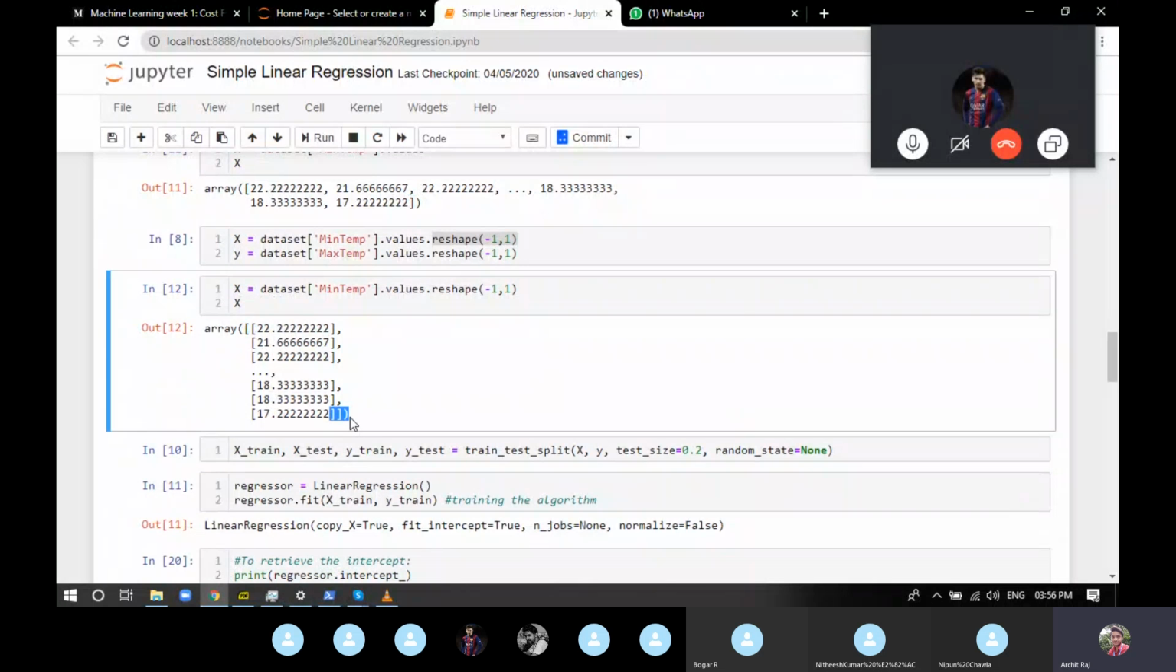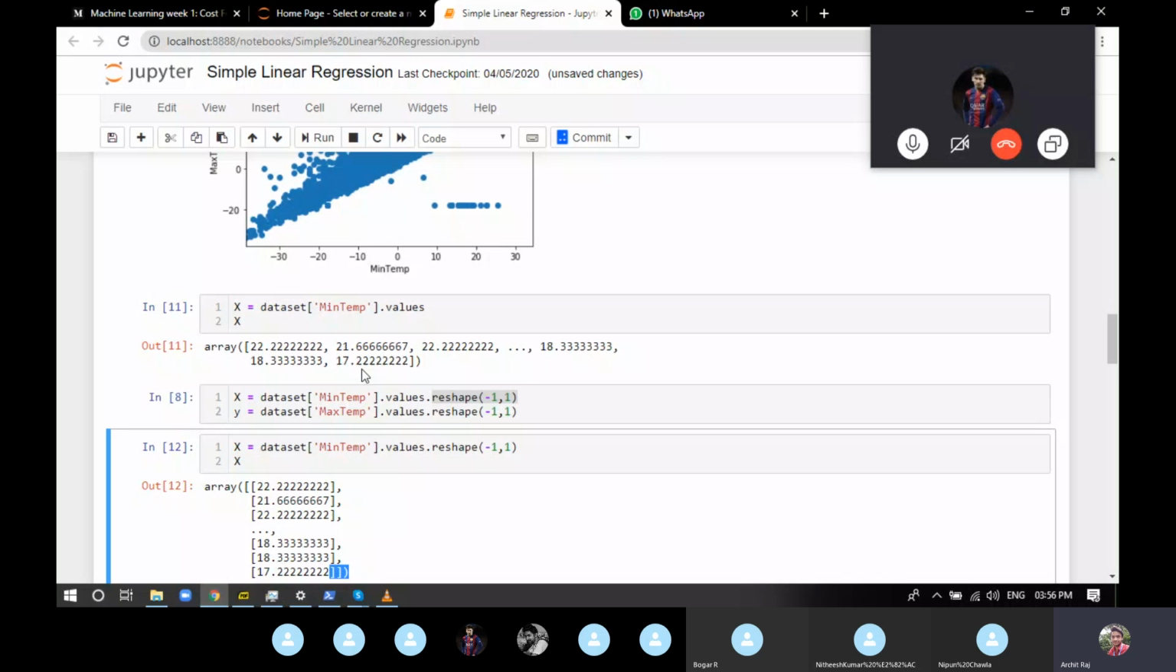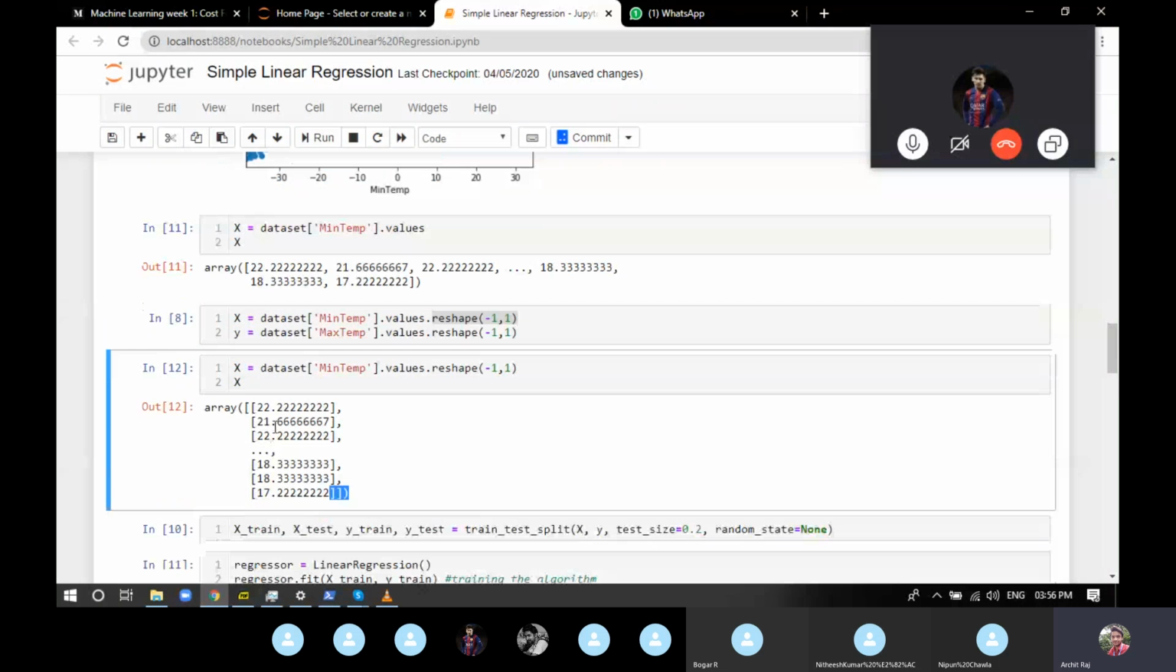The data set is exactly the same, but it's now scaffolded from 1D data into a 2D array. We did this for both x and y. We took the min temperature and the max temperature. Now we come to train test split.